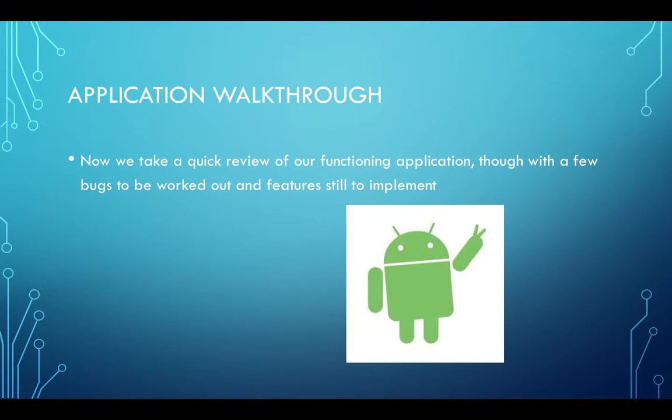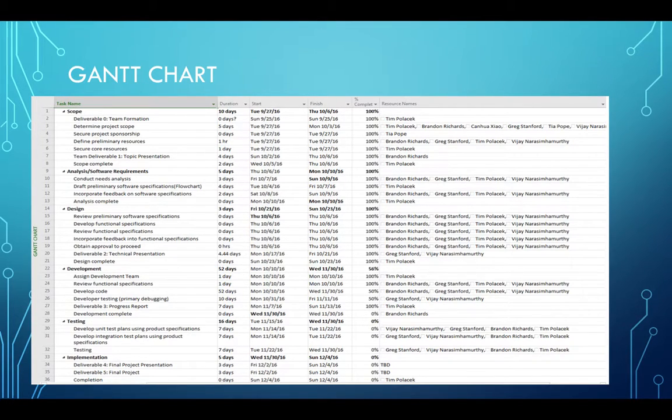So that's our application as we have it right now, and here's our Gantt chart. We're looking to finish up development within the next week or so, and after that we're going to begin testing using some of the Java and Android tests within Android Studio, as well as using some things like Monkey Runner.